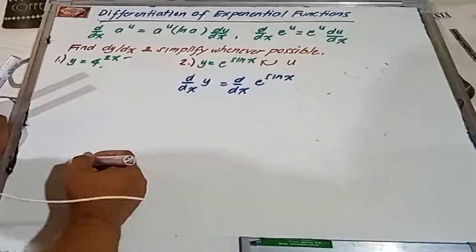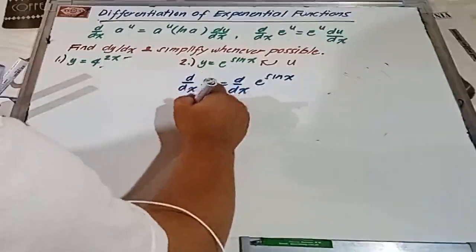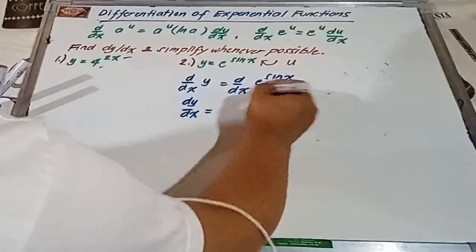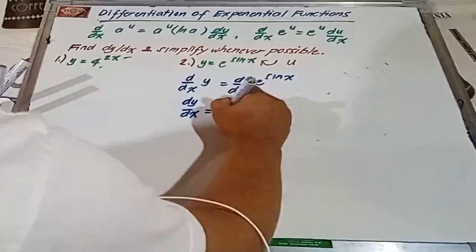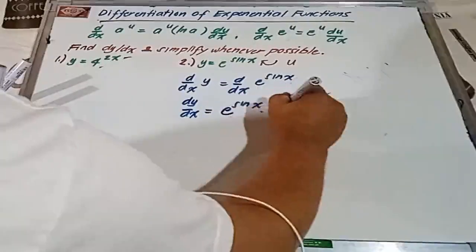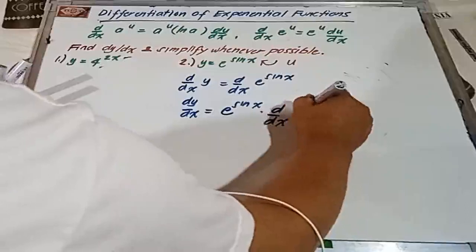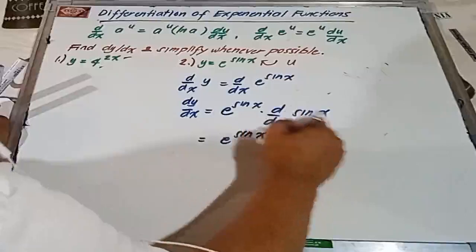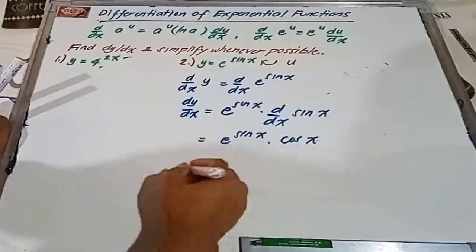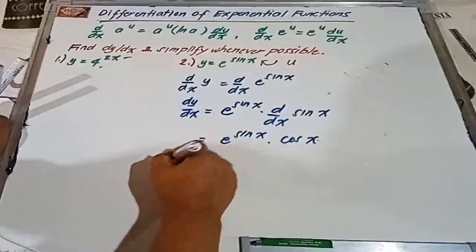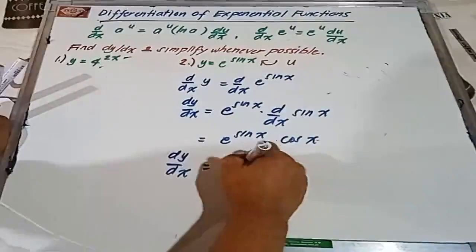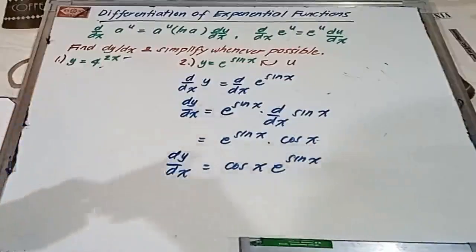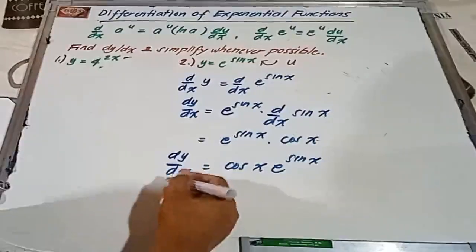Now, again, ang ating u is sin x. Therefore, dy over dx is equal to, kokopyahin lang. Okay? Yung ating function, yung sa ating expression sa right side ng ating equation. e to the sin x times derivative pa ng u, which is sin x. Okay? Therefore, we have e to the sin x. Derivative ng sin x is cosine x. Okay? So, simplify natin. So, unahin natin siya. So, we have cosine x e to the sin x. Okay? That is our final answer para doon sa ating example number 2.